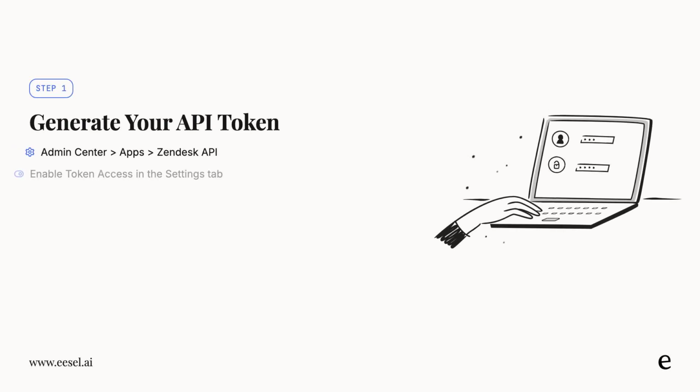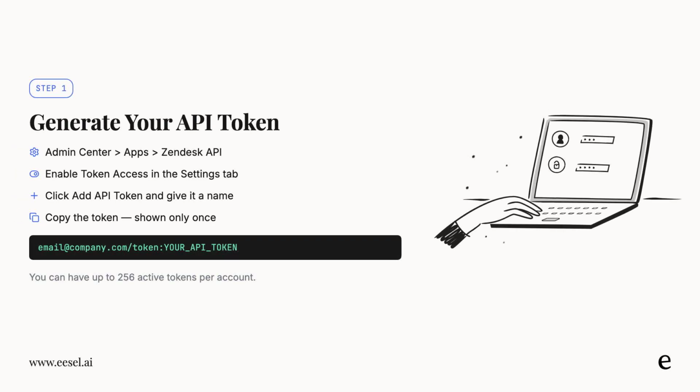Head to Admin Center, then Apps and Integrations, then APIs, then Zendesk API. Enable token access, click Add API token, and copy it immediately. It will never be shown again. Authentication uses your email address combined with the token using a /token format.